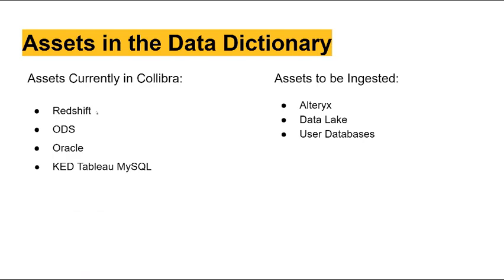Assets currently in the data dictionary: we have Redshift assets, ODS assets, Oracle, and the OCAD Tableau MySQL assets. Those are all ingested in Collibra. You will see all those schemas, tables, and columns. The assets that are going to be ingested in the future that we are currently working on are Alteryx. Travis and his team are working right now on getting those in there. Also the data lake. And then down the road, we'd like to include user databases in there as well. So those are our future plans.